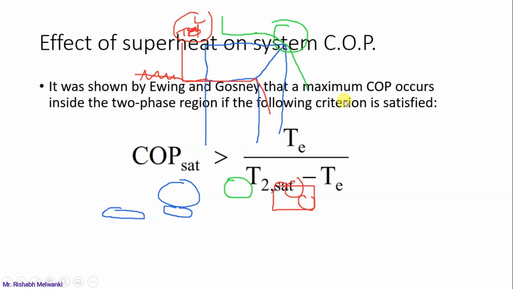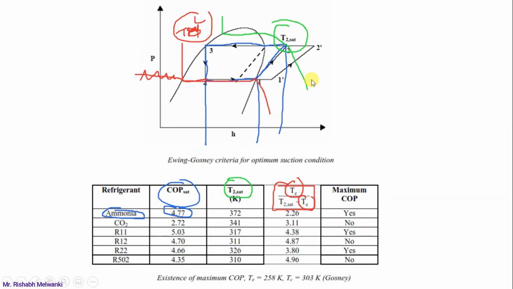This part also we are going to see on the software. So basically all three cases we will see, and here you observe, in the case of ammonia, we get that COP sat is greater than this equation value. That is why here you see maximum COP is yes, meaning the maximum COP we get in the case of wet compression for ammonia.